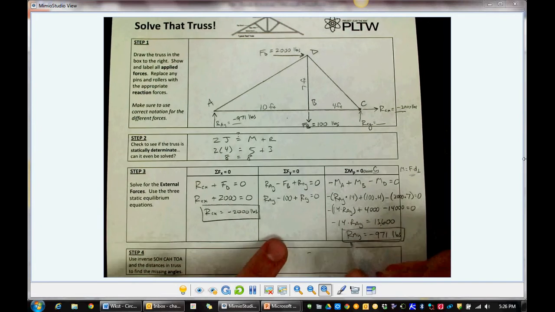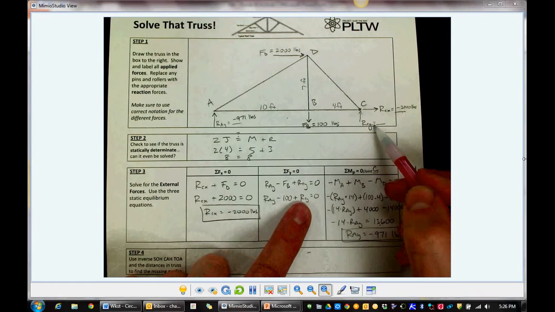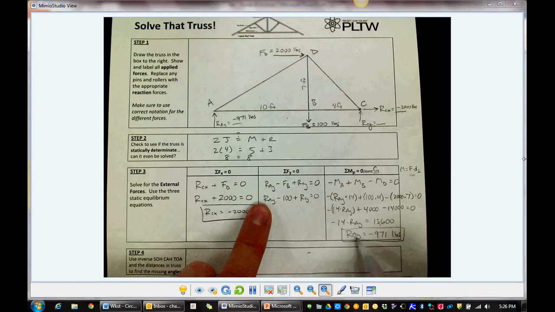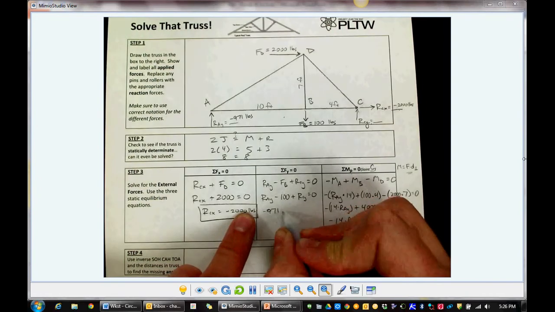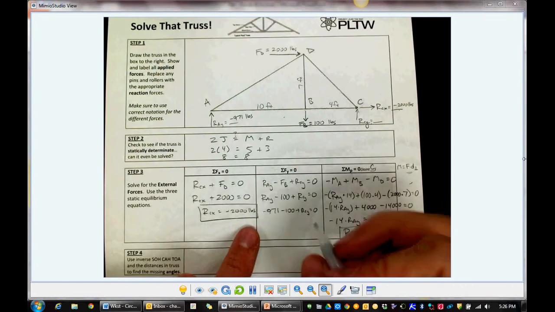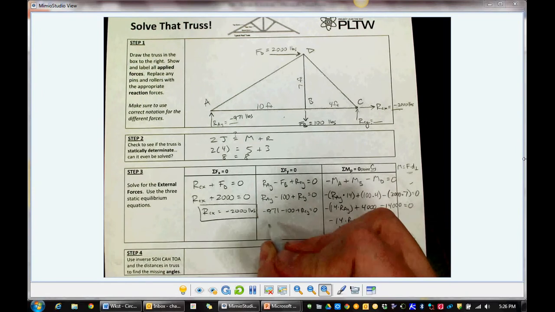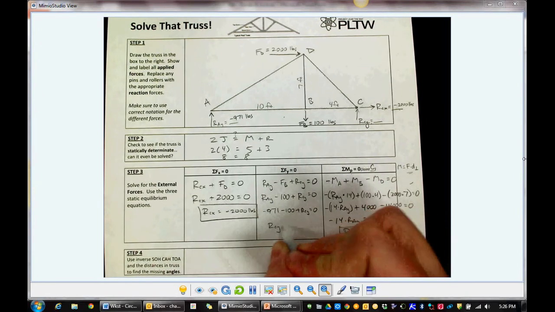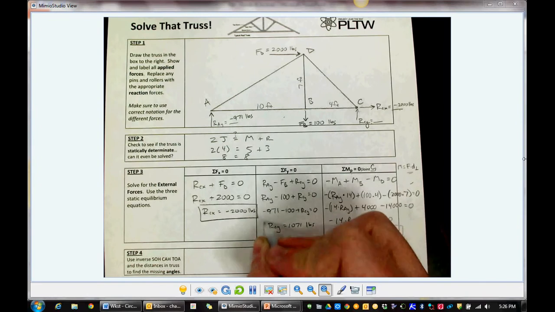All right, all I have left is to find RCY, which I can find with this equation here. I just found RAY, so let's take that value and plug it in right over here. RAY is negative 971 minus 100 plus RCY equals 0. And let's solve for that. Add 971, add 100, and you get RCY to be 1,071 pounds.